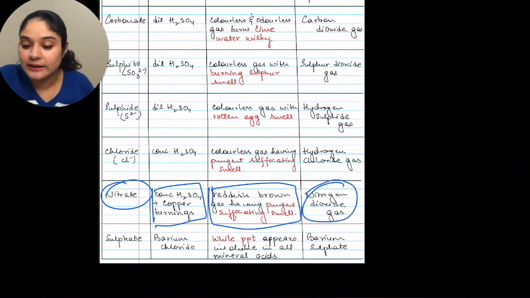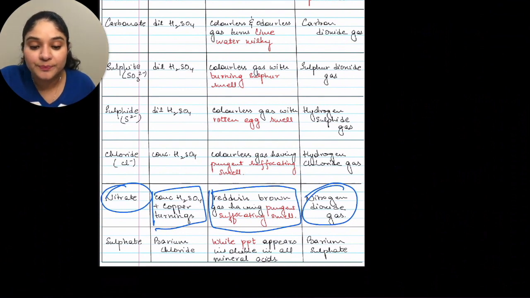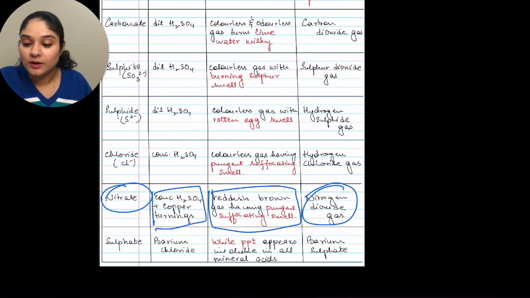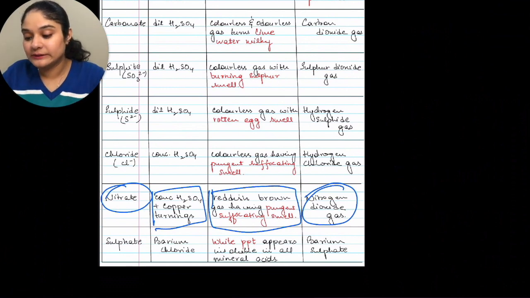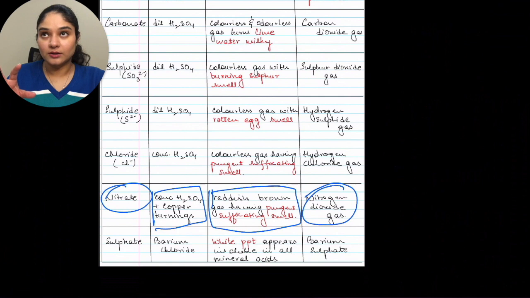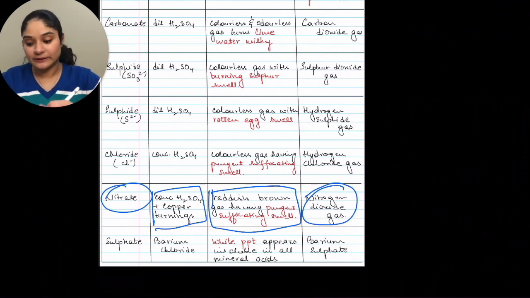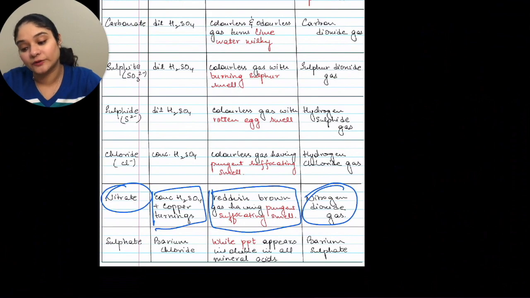Then the second question is, when a solution of compound Y is treated with silver nitrate solution, a white precipitate is obtained, which is soluble in excess of ammonium hydroxide solution. Okay, this particular question is from nitric acid, in which case we study that silver chloride is not soluble in nitric acid. So you get a white precipitate, but it is soluble in excess of ammonium hydroxide.